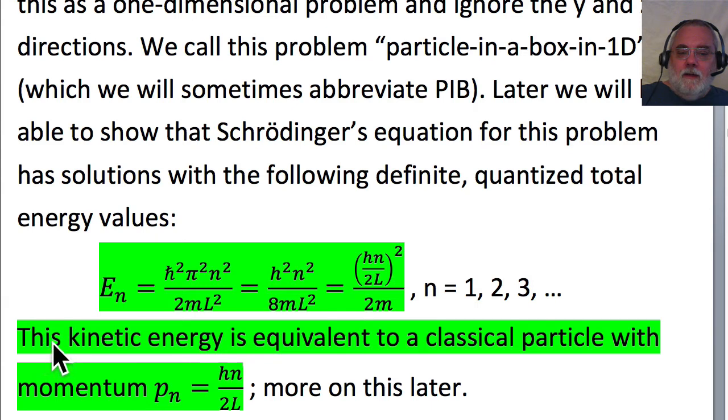This is only kinetic energy, and this kinetic energy is equivalent to a classical particle with momentum p sub n equal to hn over 2L. That's the value in this quantity. So this energy would be p squared over twice the mass, which would be the correct classical equation for classical kinetic energy. So this is a quantum mechanical energy, but we can understand it in terms of a classical momentum. More on this later in the class.